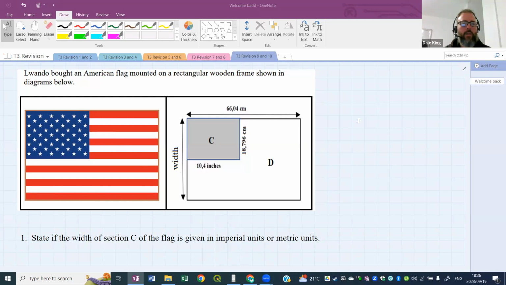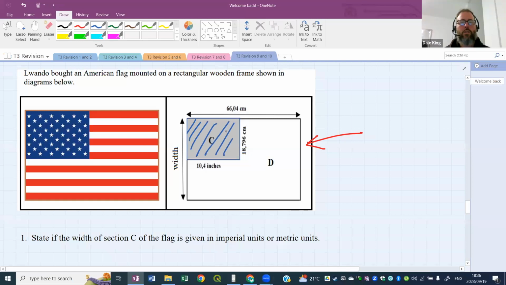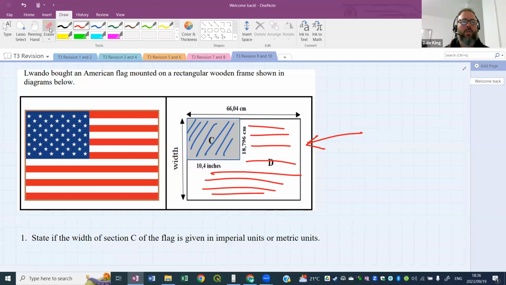Let's have a look at the next question. All right, we got an American flag, got some color in our question tonight. Luanda bought an American flag mounted on a rectangular wooden frame shown in the diagram below. So we got the American flag on the left there. And this diagram here is also the American flag, but without the pattern. So this is the blue part, right? And this is the red part of the flag. So that's what they're trying to show you here.